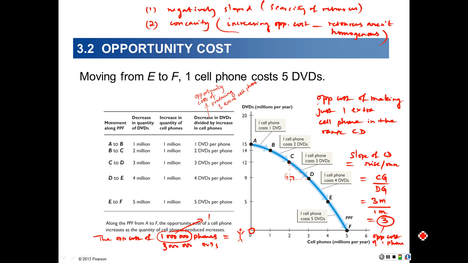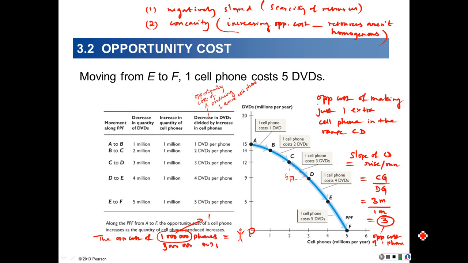Now, let's say that instead of going from point C to point D, we were going from point D to point C. In other words, let's say the economy were at point D to begin with, and now the economy wants to give up some cell phones to produce more DVDs. Yes? Could you work out the opportunity cost of making 1 additional DVD? Not the whole 3 million, but just 1 additional DVD in terms of cell phones given up.